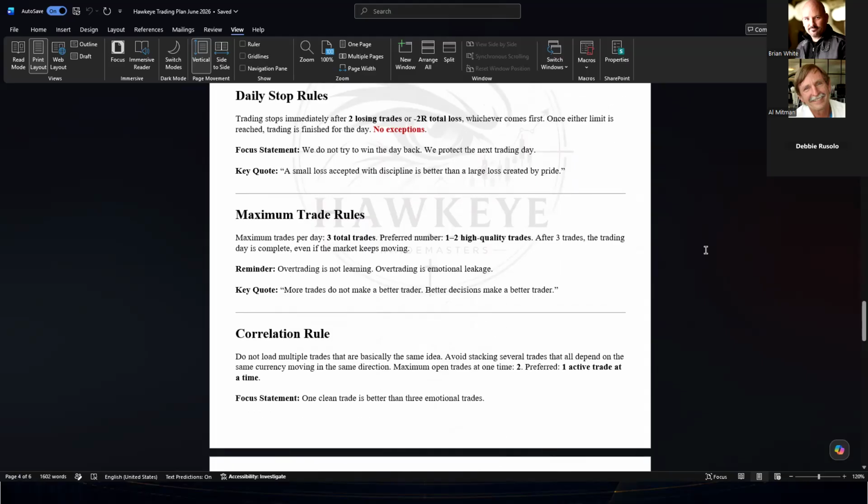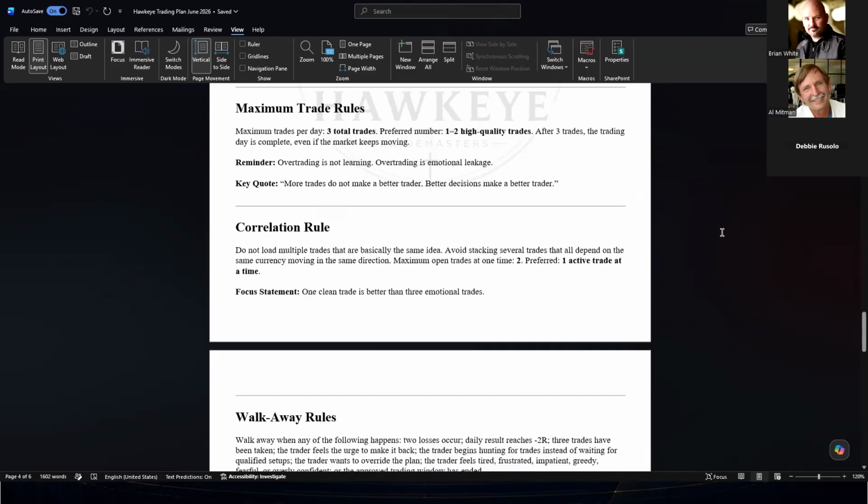Daily stop rules. These are very, very hard. Two losing trades. I really like the 2R loss better because I think you can have a losing trade and it be smaller. In our case, you won't. And I would say in our case, two back-to-back losing trades, it's time to walk away. And definitely if you've reached the 2R, which is for us 2%, walk away. There's no reason. A small loss accepted with discipline is definitely better than a large loss created by your own pride.